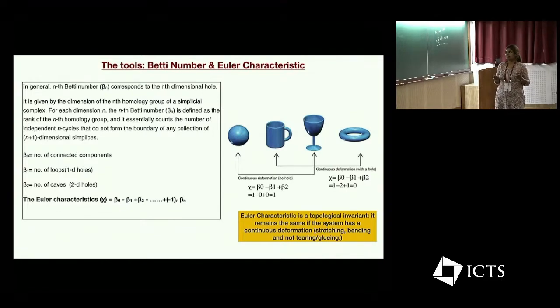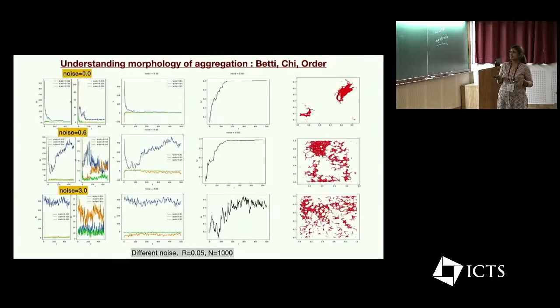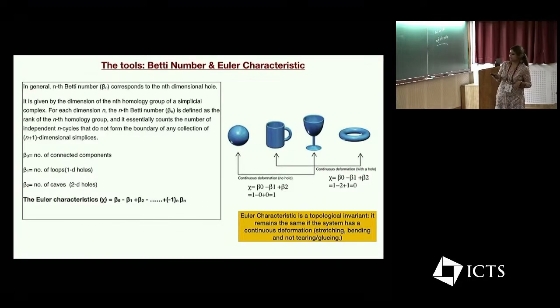And the two-dimensional holes are the cavities or voids that we see inside torus and donut-shaped objects. So there comes the Euler characteristic, which is the alternating sum of Betti numbers.